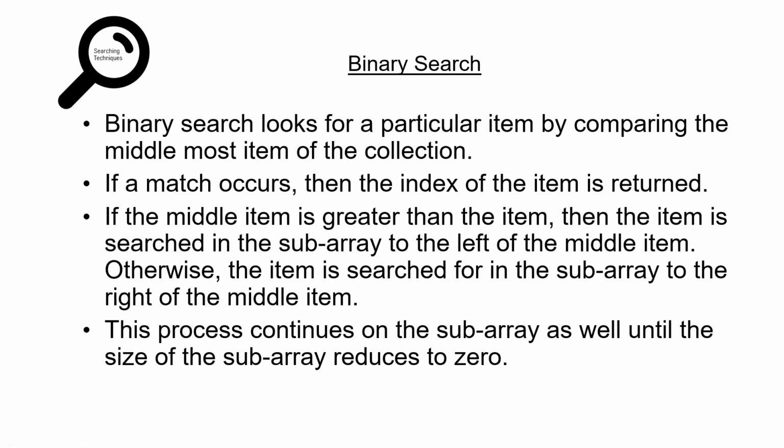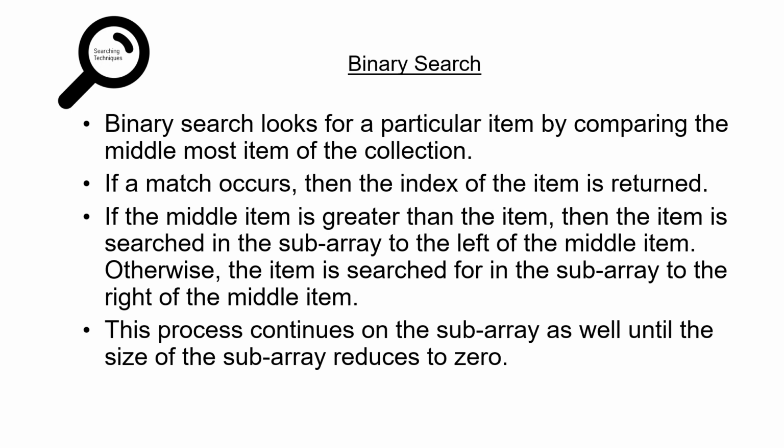So, ano nangyari? Binary search looks for a particular item by comparing it with the middlemost item of the collection. Ibig sabihin, nahatiin mo siya sa gitna. Okay? If a match occurs, then the index of the item is returned. Kung nag-match yung middle position sa nahanap mo, edi i-return mo. Pero kung hindi, if the middle item is greater than the item, then the item is searched in the sub-array to the left of the middle item.